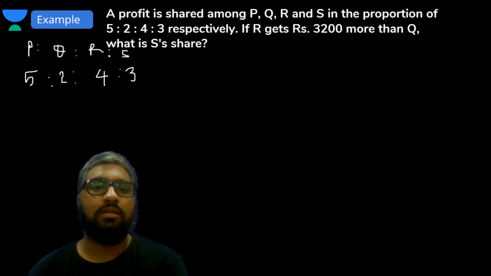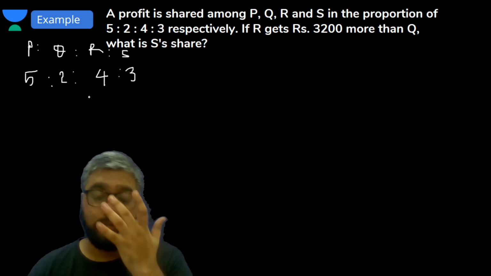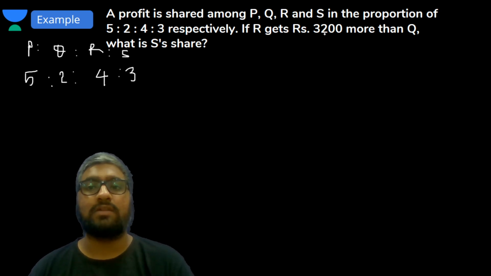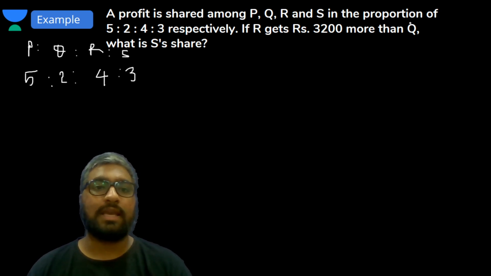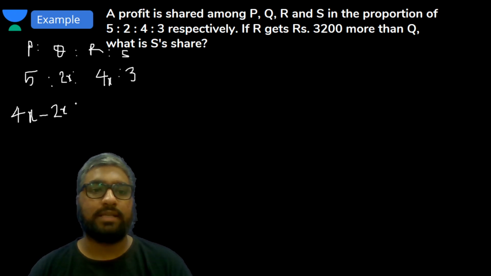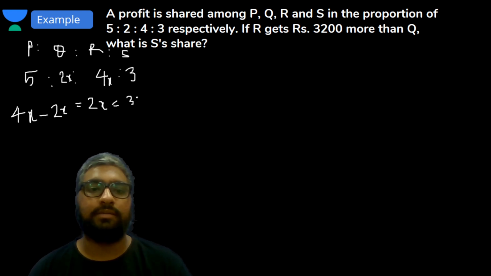Now here, the information given to us is that R gets 3200 more than Q. Which basically means if this is 4x and this is 2x, then 4x minus 2x is the difference between their profit. That is 2x, which is given to us in the question as 3200. So x would become 3200 by 2, that's 1600.